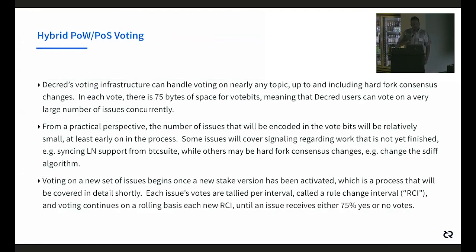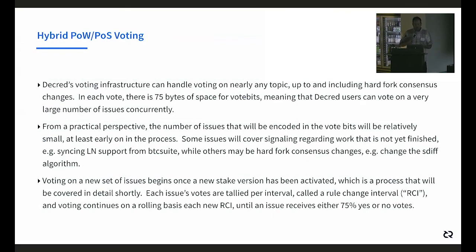So voting on a new set of issues begins once a new stake version has been activated. And I'm going to have to get into this in detail, because currently, say with Bitcoin, there's the block version, and the block version is really sort of the one metric that everything runs by. If the block version is X, then there's certain soft forks that are activated. If the block version is X plus 1, then other soft forks are activated, and so on. But in the case of Decred, we have both a block version and a stake version, and then there's also a third one, which is a vote version, and I'll be getting into that shortly.